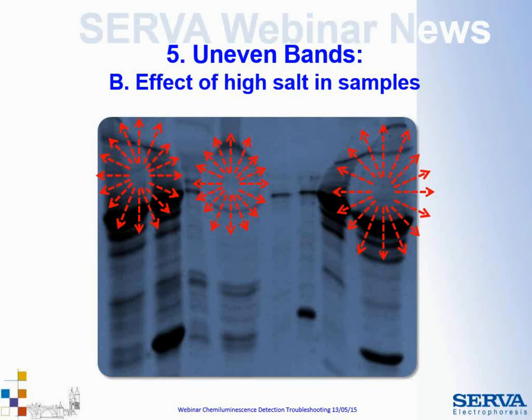Another effect which leads to uneven bands are concentration differences between the different samples. This could be either high salt or protein amount. So if you put a high salt or high protein sample directly beside a low salt or low protein content sample, you will get a broad lane where the concentration is high, and a smaller lane where the concentration is low. And these disturbances can be avoided by not loading these samples directly in neighbor lanes, but to leave one lane empty and fill this lane with sample buffer.